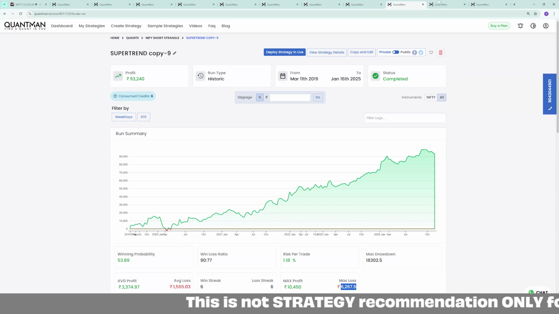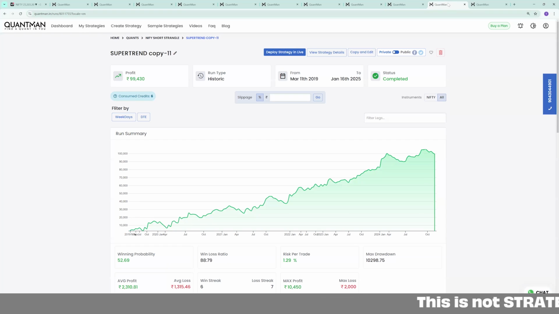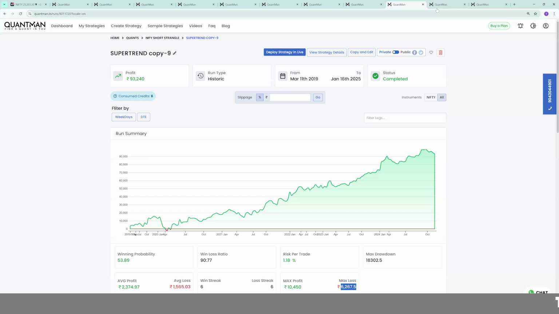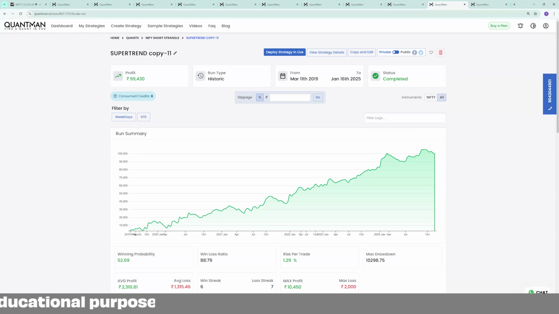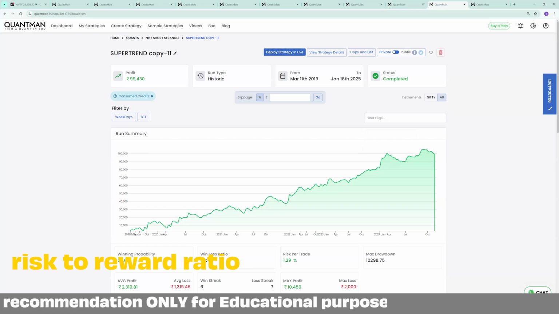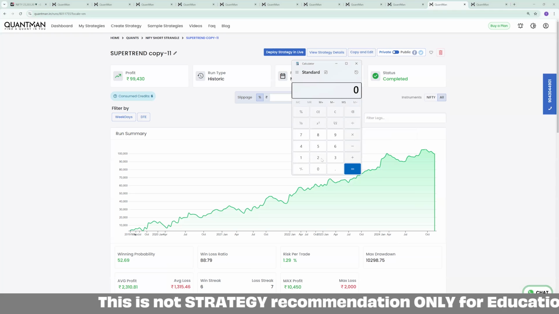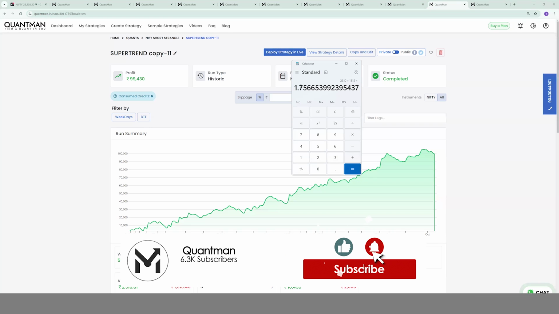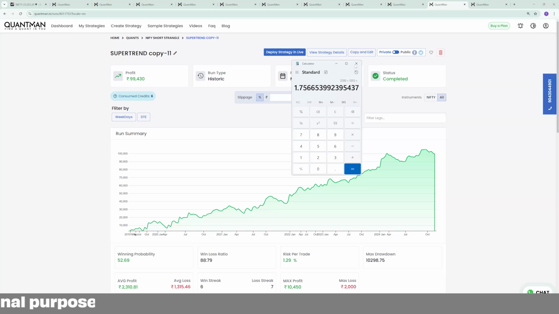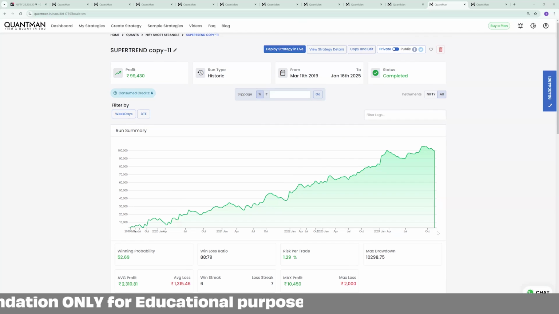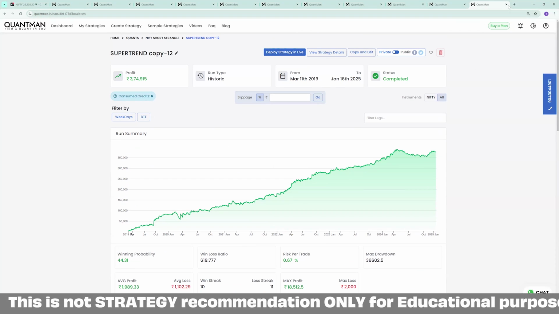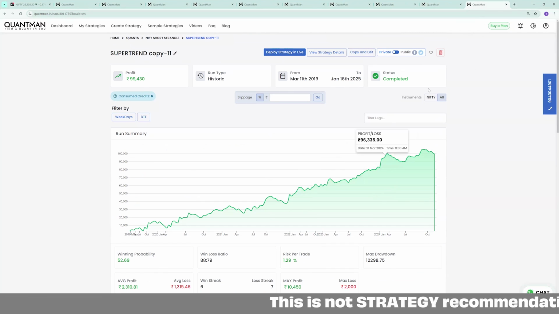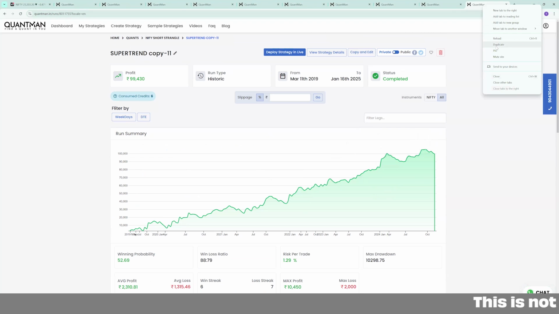Yes, if you are using the 2,000 stop loss, the strategy drawdown reduced. See here from 18,000 to 10,000, drawdown reduced. Here we can check the risk to reward ratio. 2310 divided by 1315, that is 1.75 risk to reward ratio. So better we stay with this strategy and improve the strategy performance.